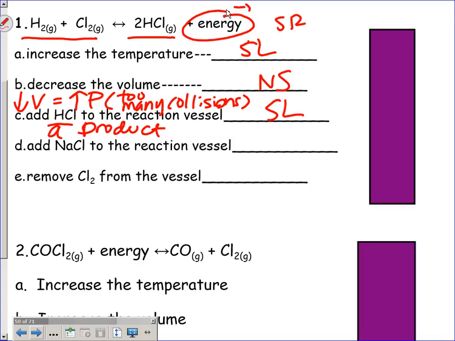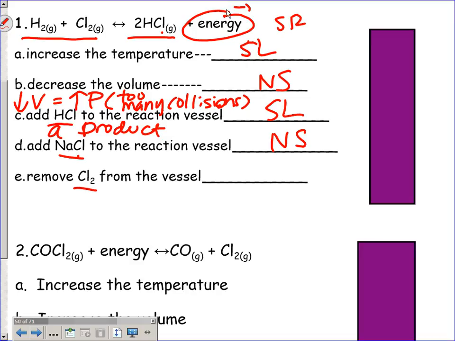Adding NaCl. Do you see NaCl up there? No. Nope. If it's not in equilibrium, it's not going to affect equilibrium. So that was a good one because you might say, oh, but there's a Cl and there's a Cl, but that's a gas and this is not, so it's probably not going to interfere at all. So that's going to be a no shift.